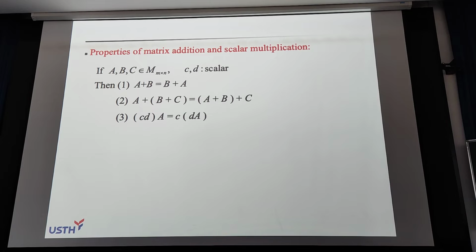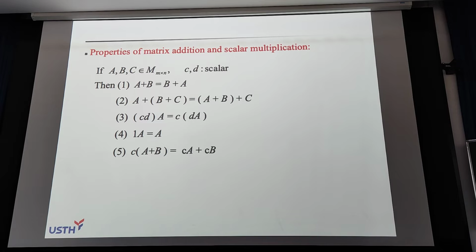The property number 3 says that if you take two numbers C and D, first you multiply the two numbers together, you get the product CD, and take that number, multiply with the matrix A, it is equal to first you multiply D to A and then you multiply C to the product DA. That's the same thing. The next one says if you take the number 1 multiplied by matrix A, nothing changes. You get A again.